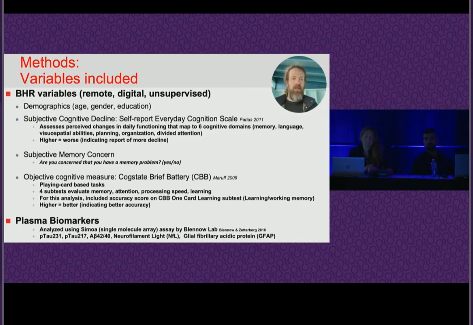For the plasma biomarkers, these were once again analyzed by Kaj Blennow at his lab at the University of Gothenburg. They were analyzed using a Simoa single molecule array assay, and the results gave us the following biomarkers: p-tau 231, p-tau 217, amyloid beta 42/40, neurofilament light, and glial fibrillary acidic protein.